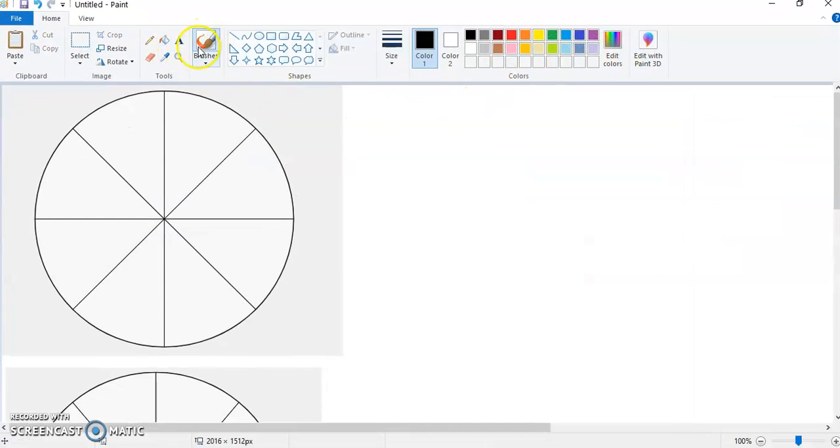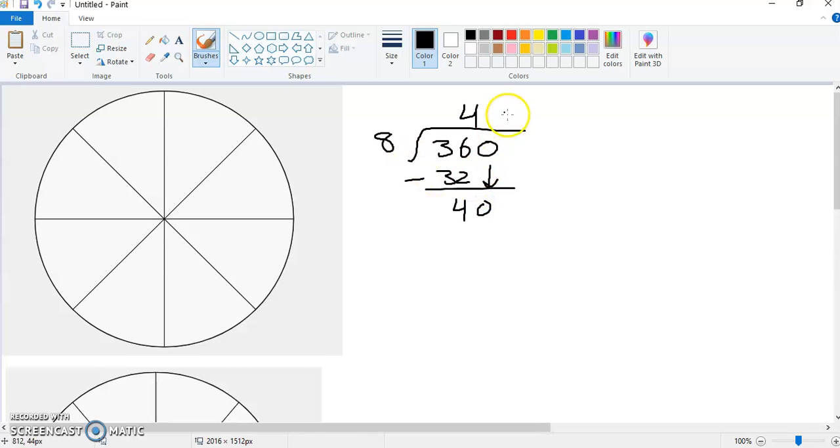Let's see, this one is divided into 8 parts: 1, 2, 3, 4, 5, 6, 7, 8. Let's see what happens. We have 8 equal parts and a 360 degree circle. 8 goes into 36 4 times. I'll take away 32. That's 4 left over. Bring down the 0. 8 goes into 40 exactly 5 times.